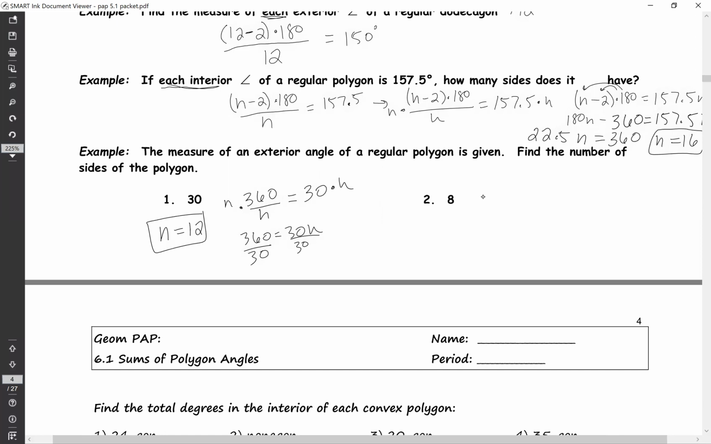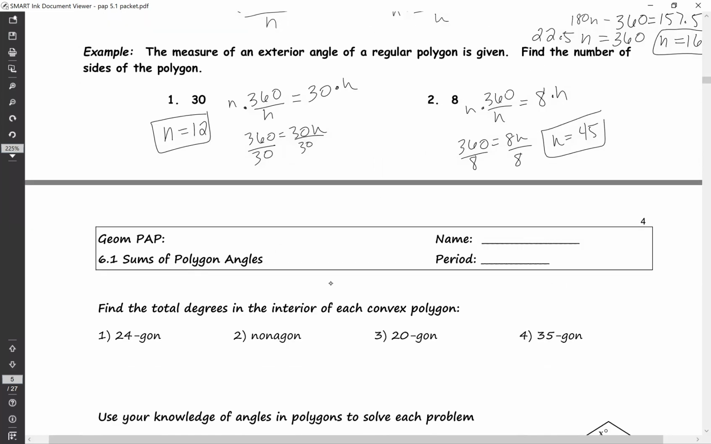And then you can do the same thing here. 360 divided by n equals 8. Now we'll just multiply by n on both sides, so 360 equals 8n. Divide by 8. So 360 divided by 8, it's going to have 45 sides. Yes, you can have a 45-sided polygon. They can get a lot of sides.